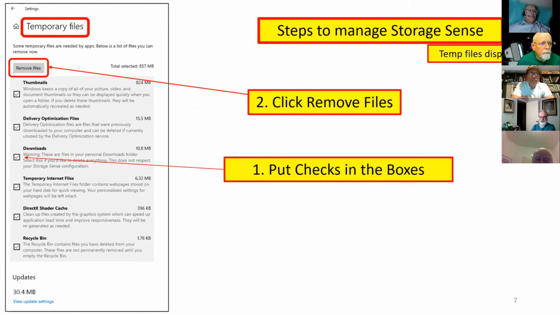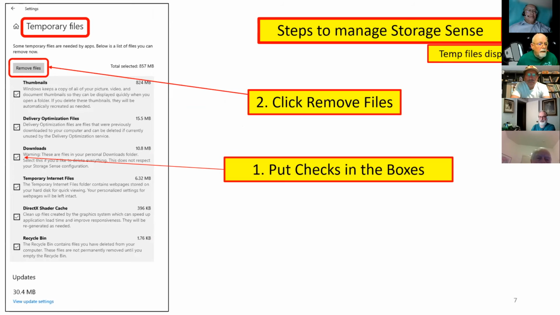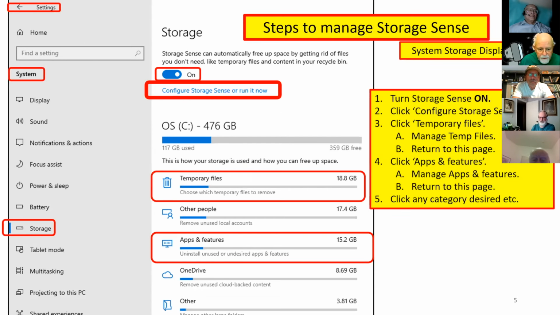If I go down to temporary files, let's go back 2 slides. And now I click on this one here, temporary files, and I get this display. And again, you got to put in some check marks. They're not there unless you've gone in there before. You know, remove files, downloads, DirectX, recycle bin, and you know, if I did all those, I would save 30.4 megabytes. Okay. That was temporary files. Now let's go down to apps and features.